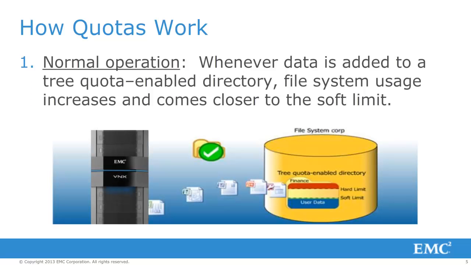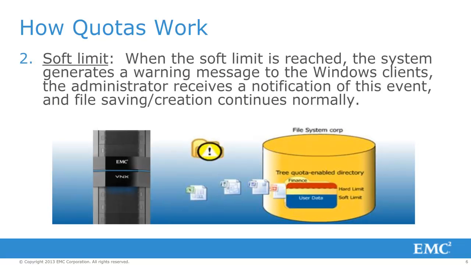Quota operation has three main phases. The first of these is normal operation. Whenever data is added to a tree quota enabled directory, file system usage increases and comes closer to the soft limit. The second phase is the soft limit. When the soft limit is reached, the system generates a warning message to the Windows clients, the administrator receives a notification of the event, and file saving and creation continue normally.